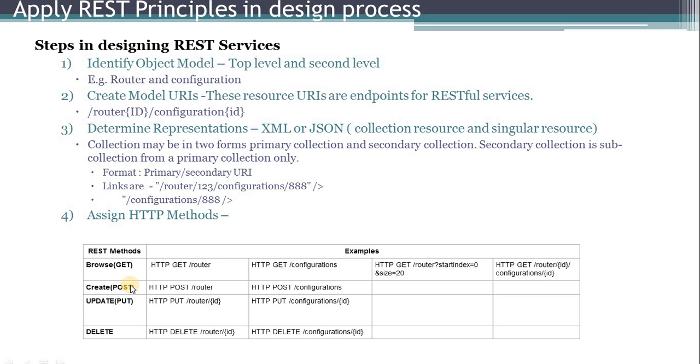If we need to create any object, let's say we have one user table and we want to create a new user in it, we need to use POST. If we are trying to create a new router here, we need to use the POST method. If we are trying to add a new configuration, we need to use POST and /configuration. So this is how our REST endpoint URL will be created for all these.